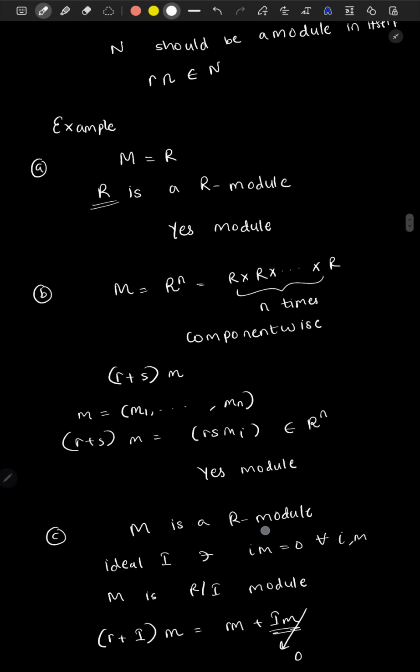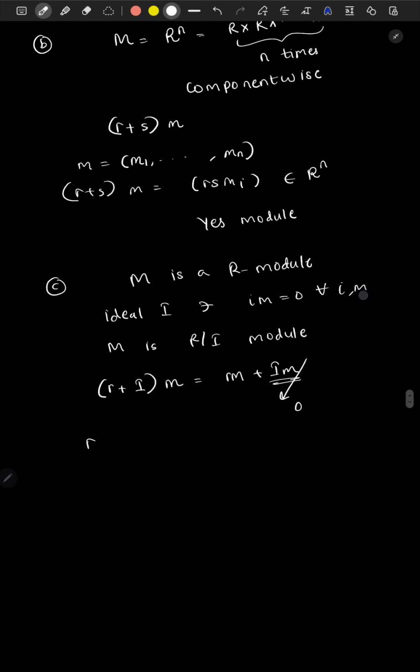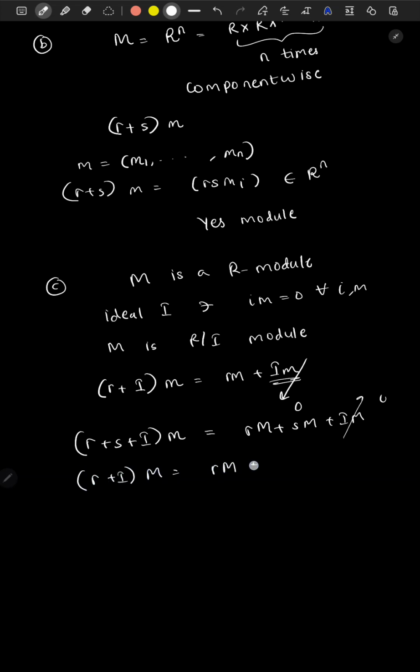For example, take r plus s plus I, which will be an element. The I of each of these elements can be taken as a common I. This will give me rm plus sm plus Im. So this will go to 0, and (r + I)m would have been rm plus Im, and similarly for (s + I)m would have given. So that property holds.